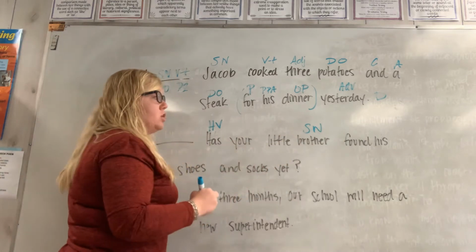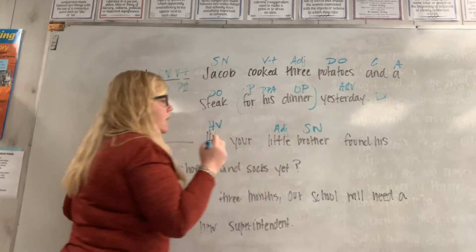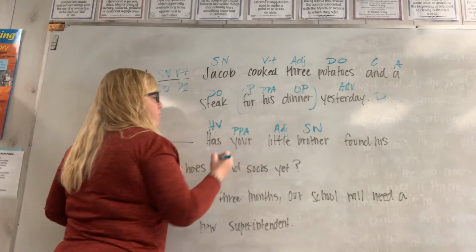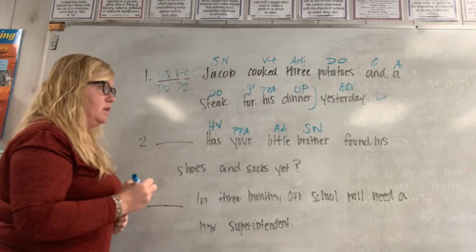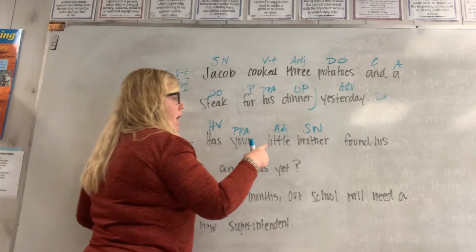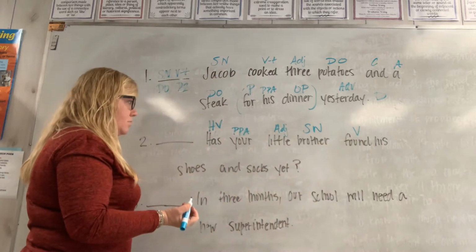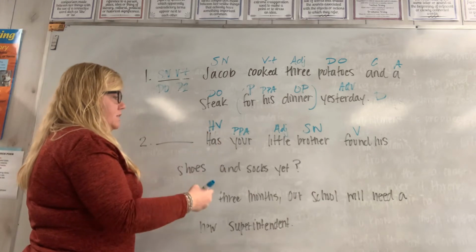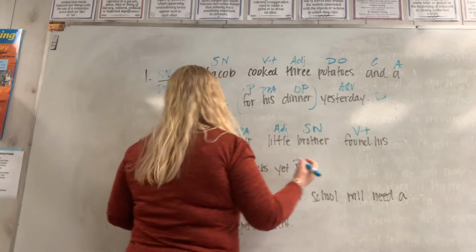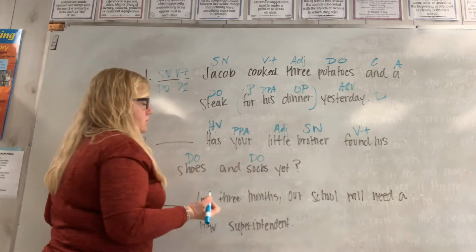And little is describing your brother. So that is going to be your adjective. And whose little brother? Your little brother. So that is your PPA for your possessive pronoun adjective. Now, the other part is our verb. Has your little brother, what has he found? So there's our verb. And his shoes and socks. And these are direct objects, so you're going to make this verb transitive. So shoes is a direct object and socks is a direct object, okay?